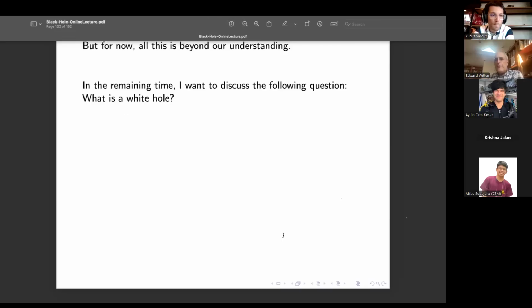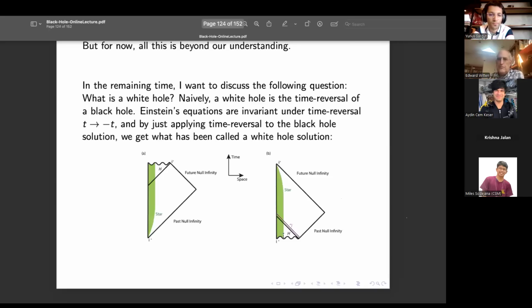I'm going to use the remaining time to discuss the following question. What is a white hole? Naively, a white hole is the time reversal of a black hole. Einstein's equations are invariant under time reversal. So just by applying time reversal to the black hole solution, we get what's been called a white hole solution.